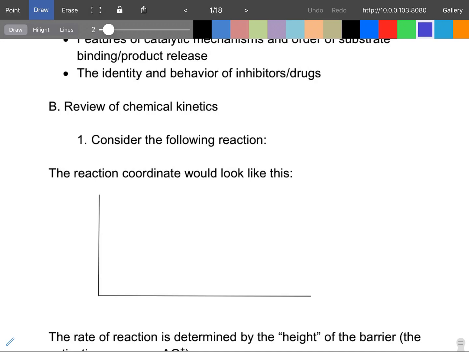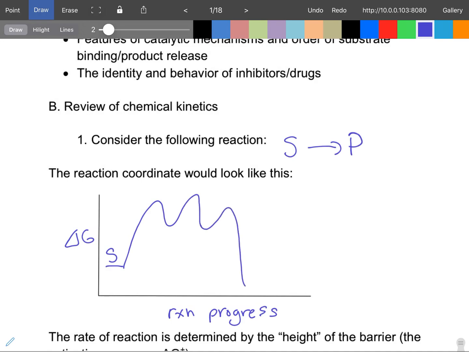So if you remember some reaction, substrate being converted to product, or under the chemical kinetics terms, we would call that a reactant, but now we're going to use substrate anyhow. The reaction coordinate for that is actually a little more complicated because, as we've seen before, there are intermediates and transition states. So while we're looking at delta G as a function of reaction progress, we can start off with substrates at some energy level. Most likely there are actually a couple different intermediates before we actually get to the product, and so we could potentially have one intermediate, two intermediates, who knows.